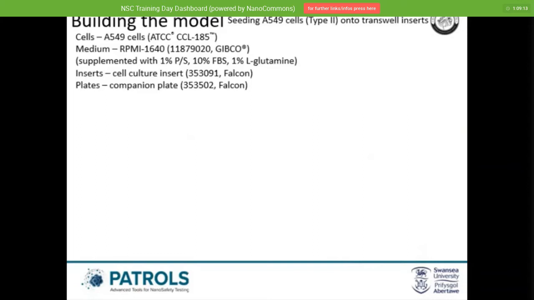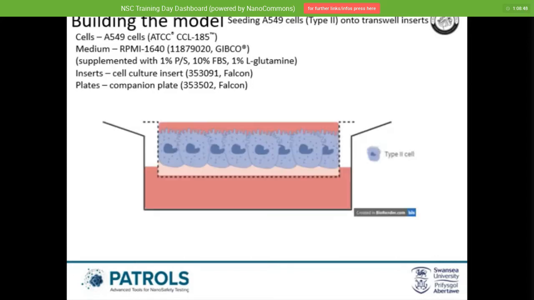Our A549 cells come from ATCC, and we grow them in RPMI media, which is supplemented with penicillin streptomycin, 10% FBS, and 1% L-glutamine. We use inserts from Falcon as well as companion plates also from Falcon, and we use a mixture of 12-well and 6-well inserts depending on the endpoints we want to look at within this project. So initially, we want to seed our A549 cells alone into the transwell inserts with media both on the apical and the basal side, which is indicated by the red on this diagram.